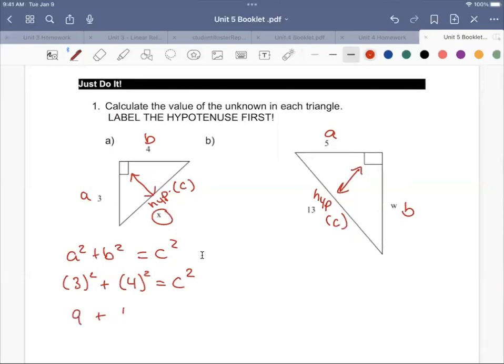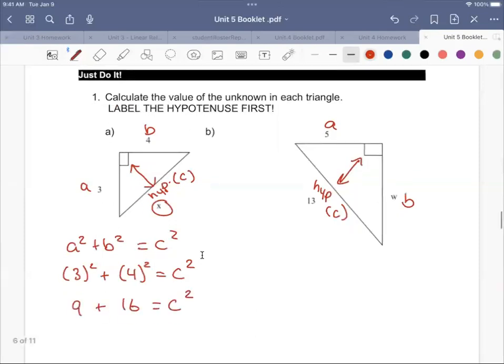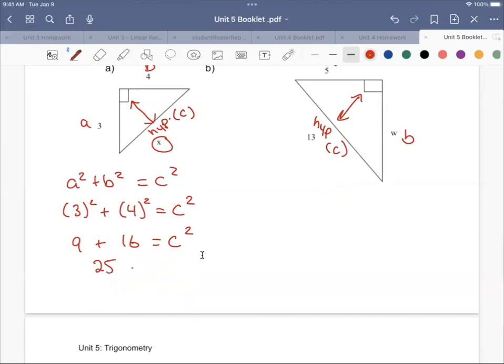3 squared is 9 plus 16 is equal to c squared, which gives us 25 is equal to c squared. I'm not done yet because I have this little squared value. To do the opposite of that, I'm going to square root it. Square root of 25 is 5, and that leaves me with c. So in this case, our hypotenuse is 5.